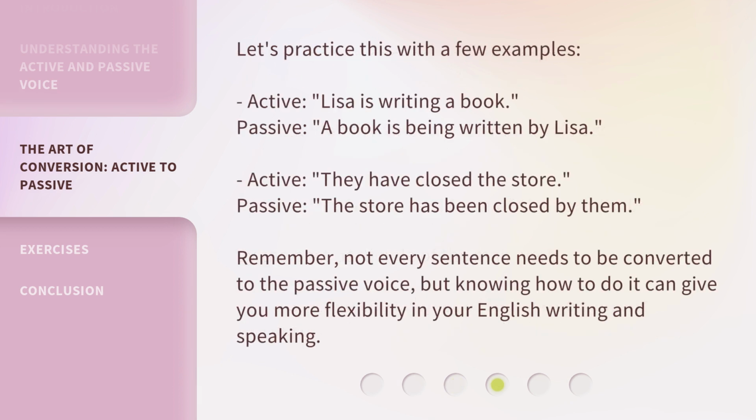Let's practice this with a few examples. Active. Lisa is writing a book. Passive. A book is being written by Lisa. Active. They have closed the store. Passive. The store has been closed by them. Remember, not every sentence needs to be converted to the passive voice, but knowing how to do it can give you more flexibility in your English writing and speaking.